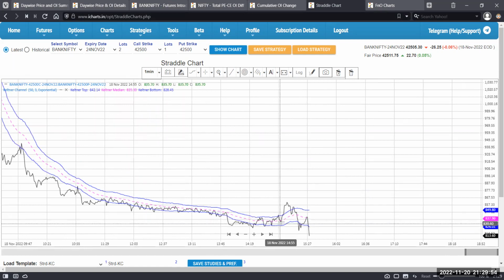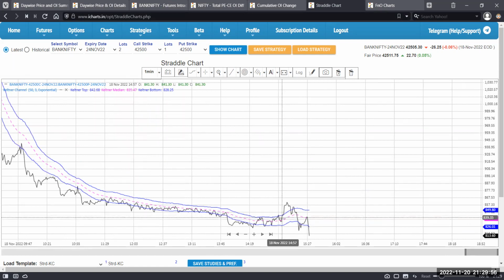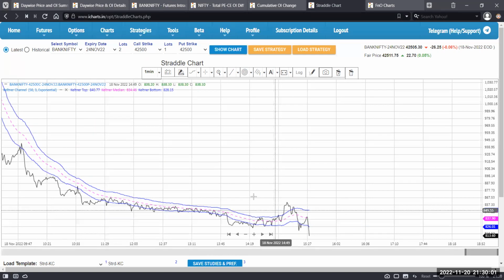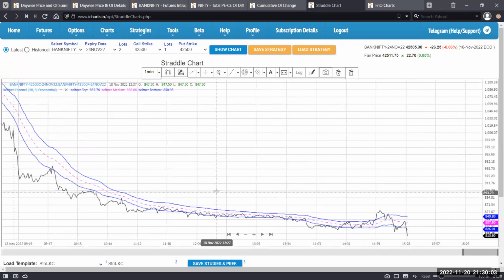It is just around 3 o'clock. At this point you might want to just exit instead of adjusting. No point adjusting this late. So you can just exit here. So this is the whole idea.